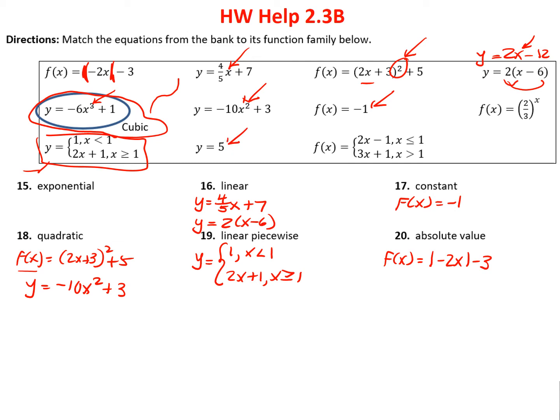Here we have y equals 5. Again, there's no x, so it's kind of like this one here. It's a constant function. And then finally, notice here, two different equations, two different linear equations. So this is our linear piecewise.